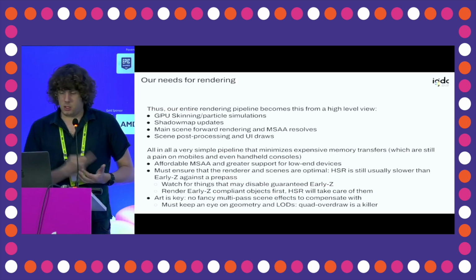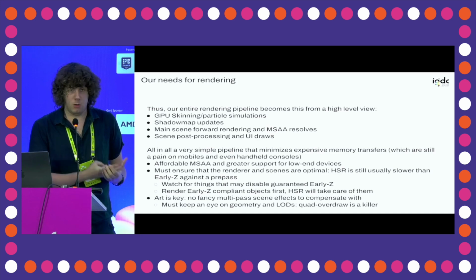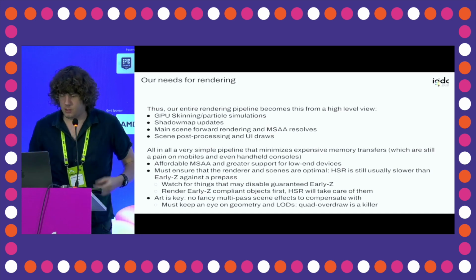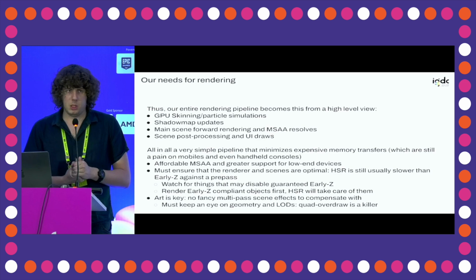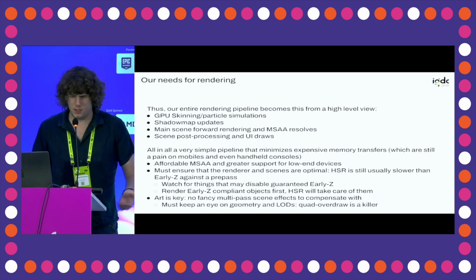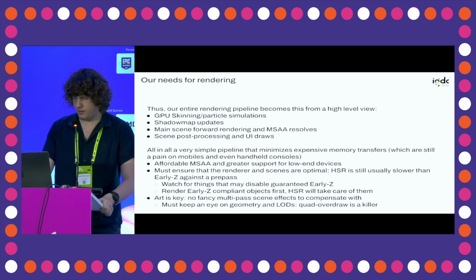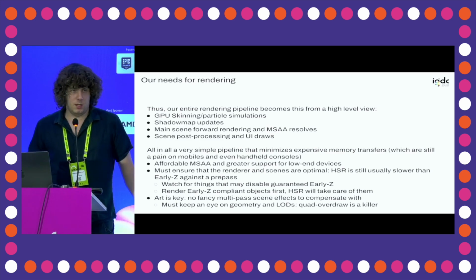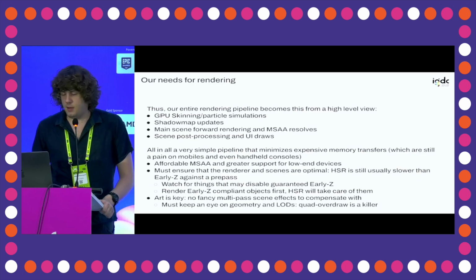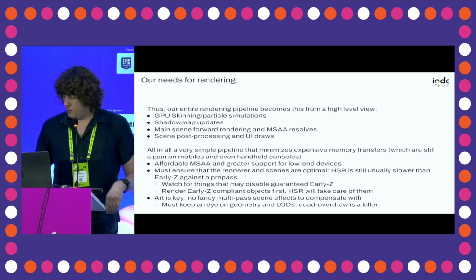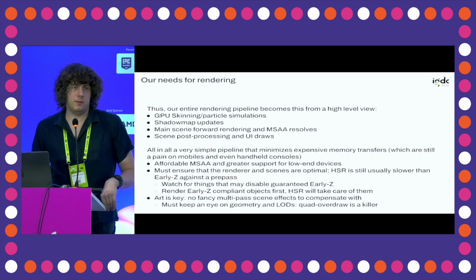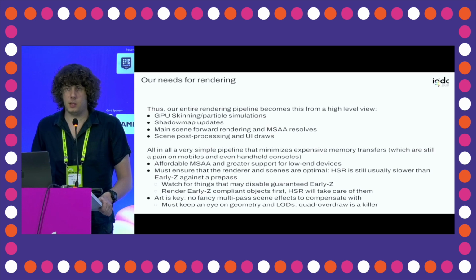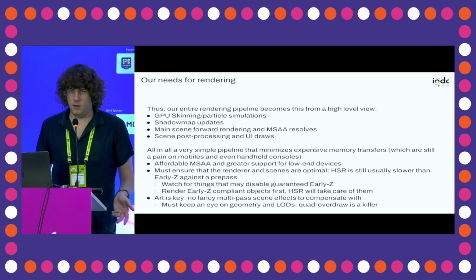So it's just GPU skinning and particle simulations, then shadow map updates, then the main scene rendering where the main things happen, and then scene post-processing and UI draws, all in one pass, except bloom. Because this is such a constrained and simple pipeline, we do get a lot of benefits, especially with cheap MSAA and the like. But in order to make this single pass rendering work, we also have to ensure that we render opaque, alpha tested, and transparent objects correctly.